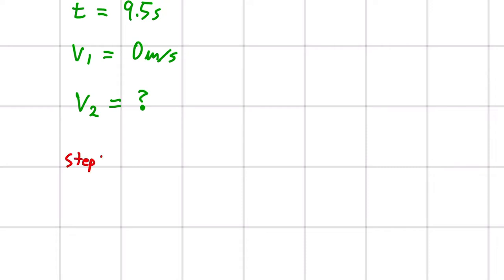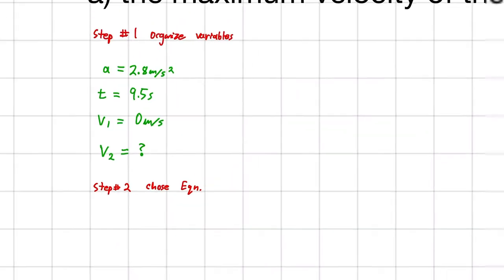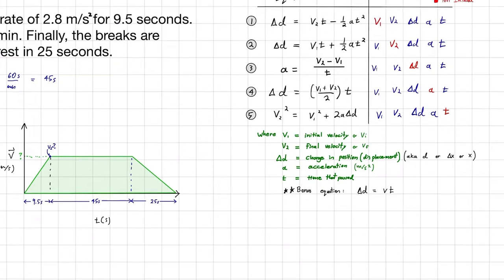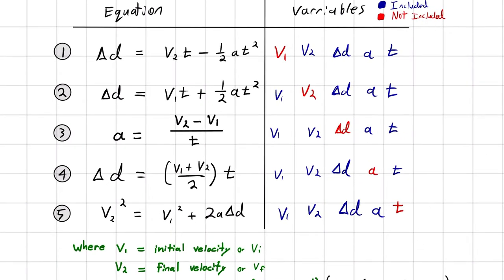Let's move on to step 2. Step 2 is to choose an equation. To do that, remember, go back to step 1 and look at our variables. So we have a, t, v1, and v2. We will bring that over to our chart and ask which of our equations contain all the variables that we are looking for. So remember, we have v1, v2, acceleration, and time.